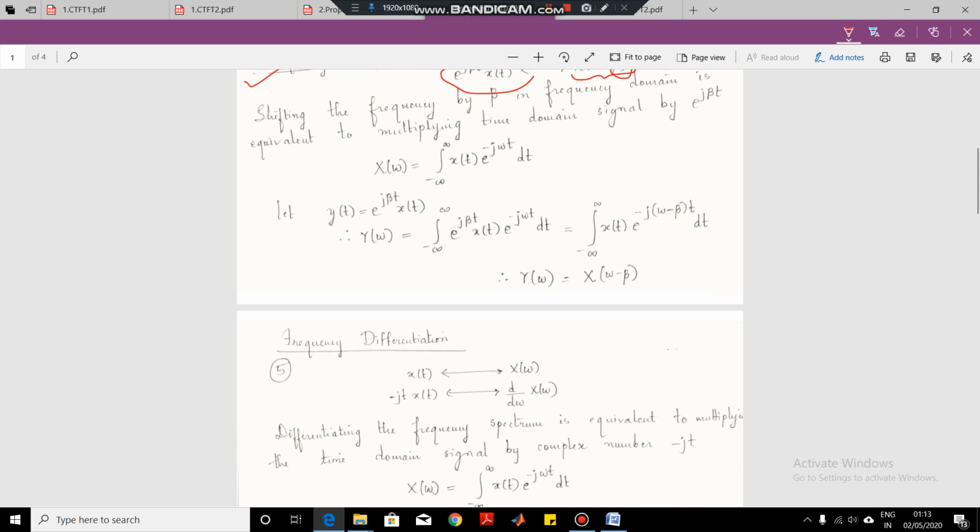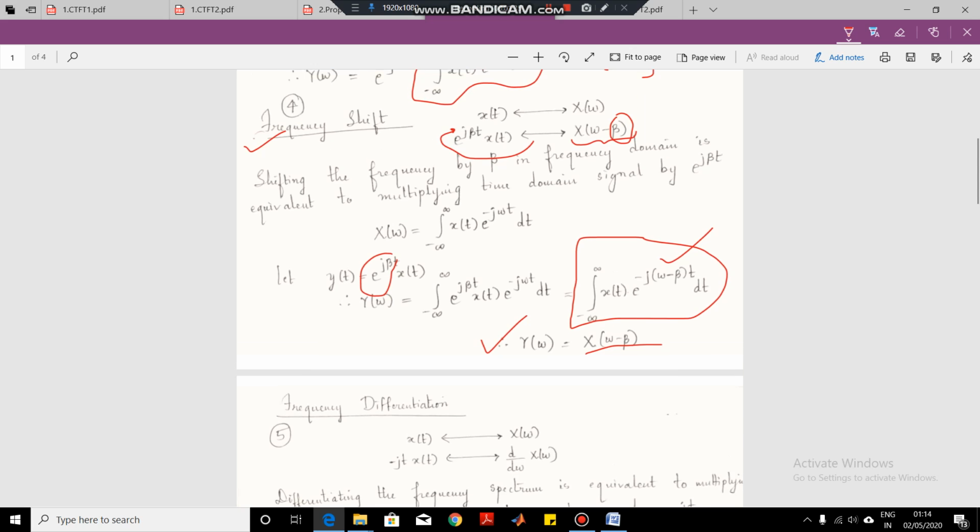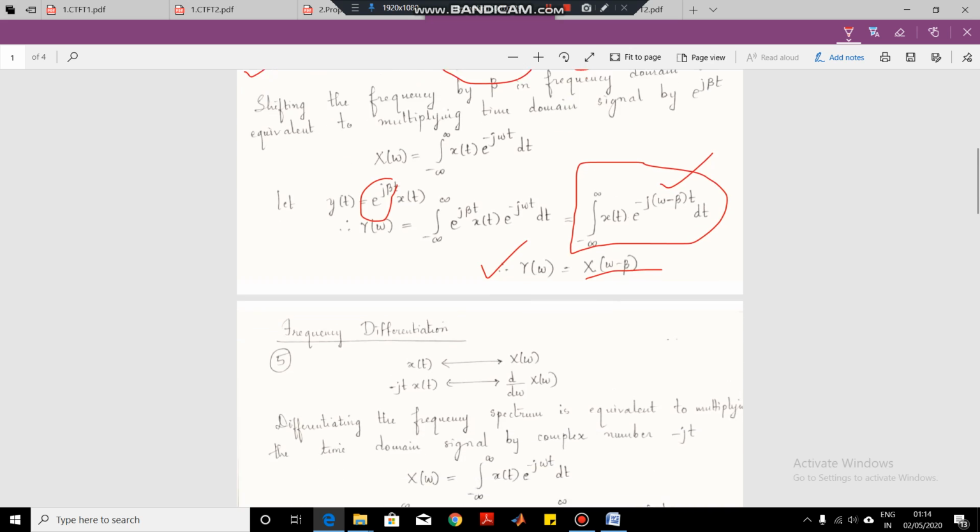Now how to prove this property? For proving this property, we can substitute in place of x of t as e raised to j beta t. And now, e raised to a into e raised to b is e raised to a plus b, so you combine the exponential terms here. After combining the exponential terms and comparing this equation with our Fourier transform equation, we get this equation. So this means that when we are multiplying a time domain signal by an exponential, there occurs a frequency shift of the signal in the frequency domain. So this is the simple frequency shifting property of the continuous time Fourier transform.